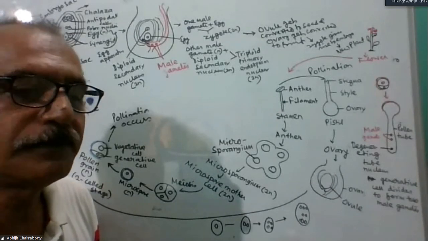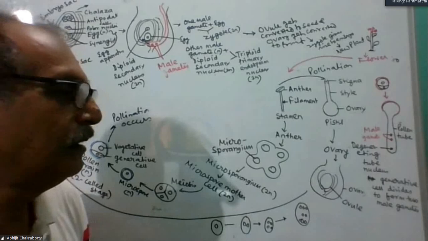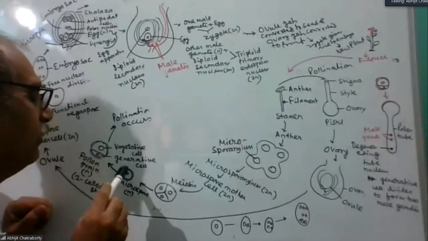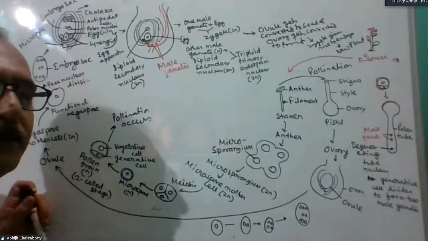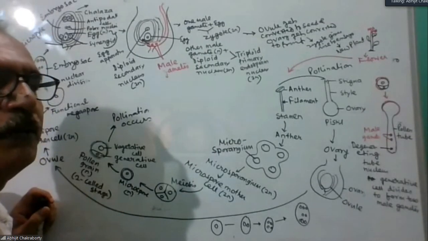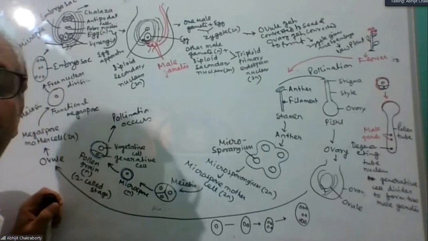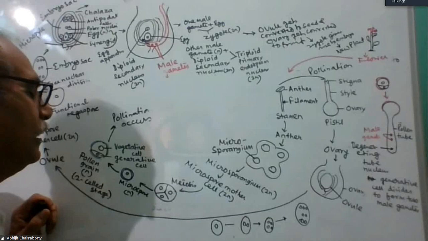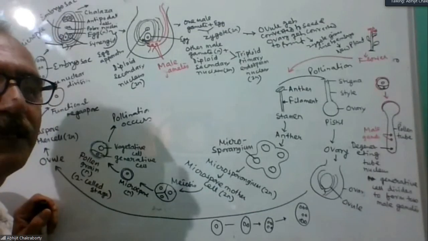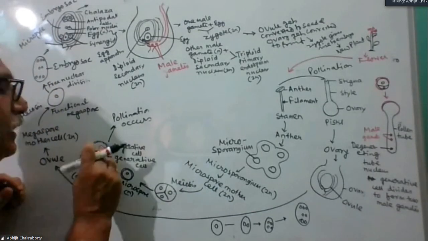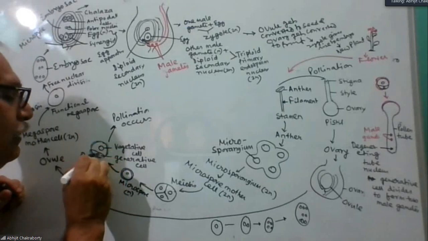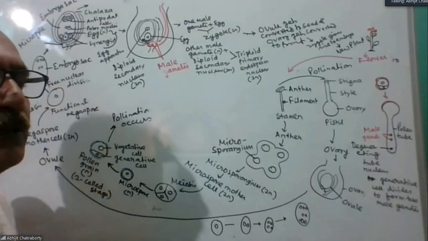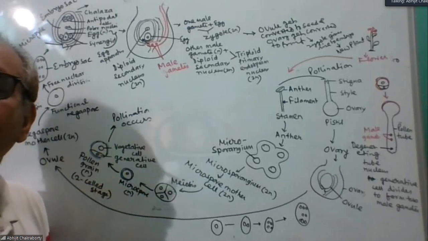The microspore having a single nucleus undergoes unequal division to form two unequal cells. The larger cell is called the vegetative cell, and the smaller cell is called the generative cell. So this nucleus is called the vegetative nucleus, and this nucleus is called the generative nucleus. In time, the generative nucleus will divide to form two male gametes.